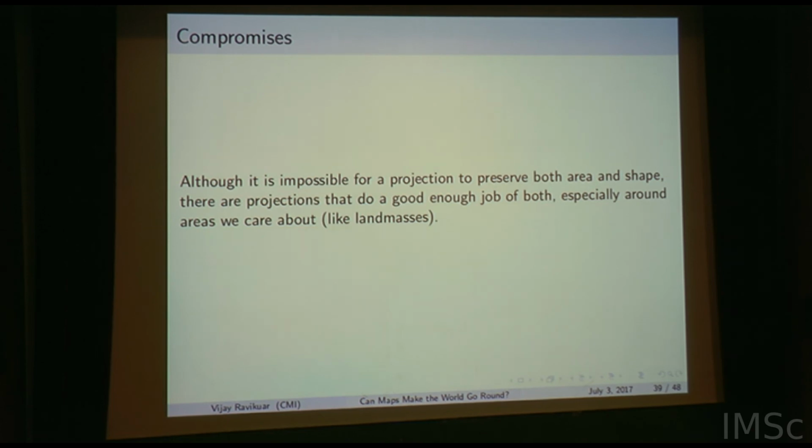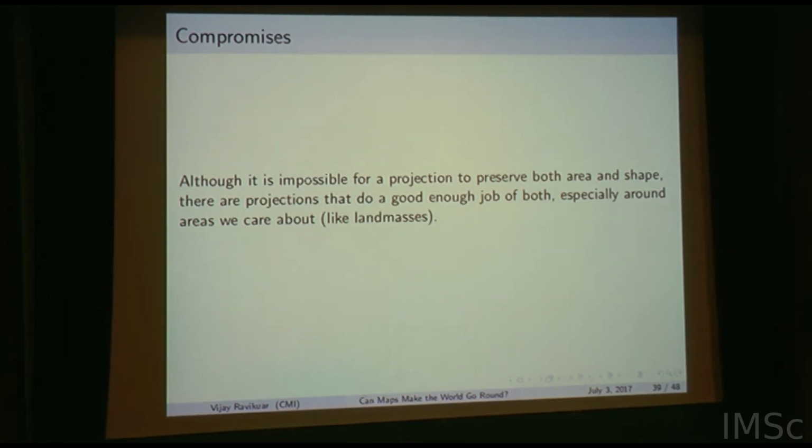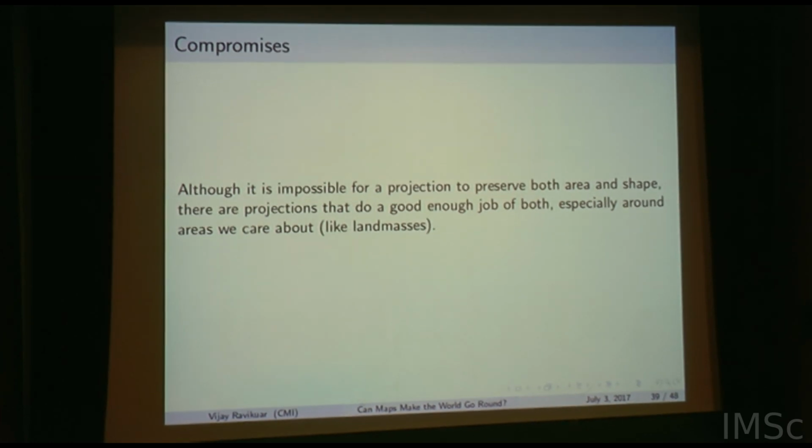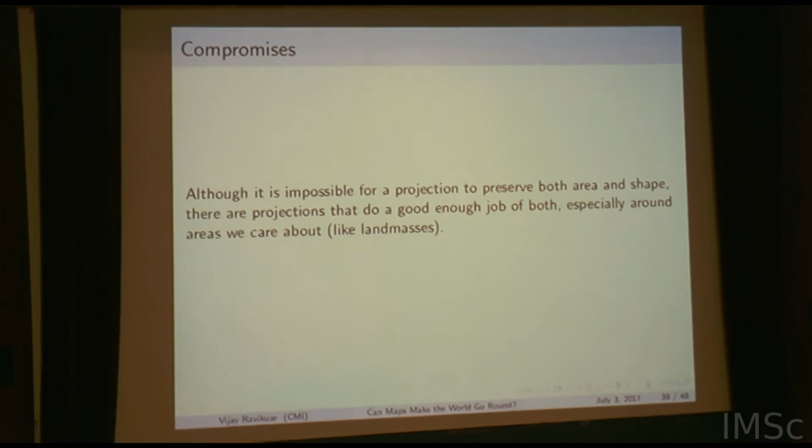So in reality, we end up using things like the Mercator projection, which does some kind of compromise, and it does a good enough job of both for the purposes we care about and in the places we care about. On the other hand, many people think that the Mercator projection doesn't really do a good enough job of both, because it skews things so horribly near the top of the map and near the bottom of the map.